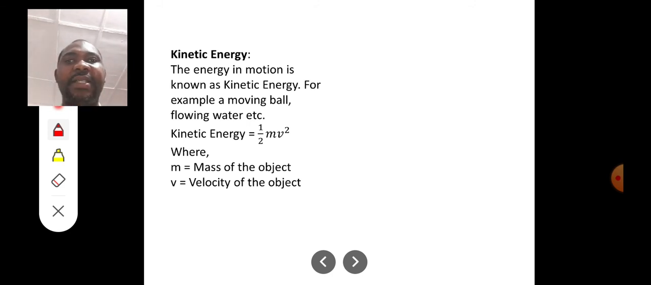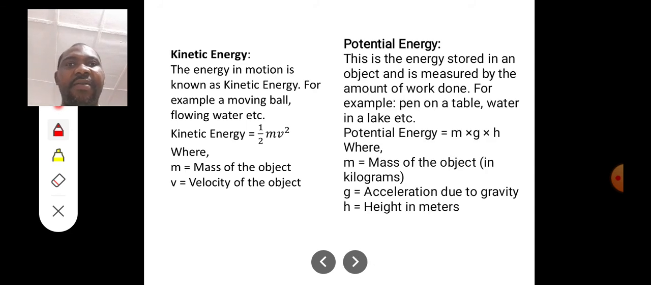Now let's look at kinetic energy. Kinetic energy is the energy in motion, the energy when an object is in motion. For example, a moving ball, flowing water, anything moving has energy, and that energy is kinetic energy. So kinetic energy is half mv squared, where m is the mass of the object and v is the velocity of the object. Now let's look at potential energy here.